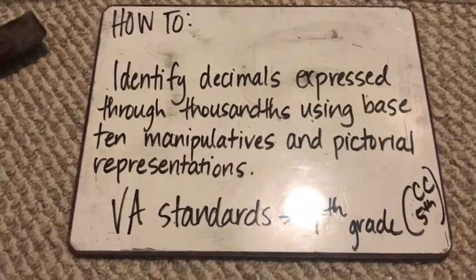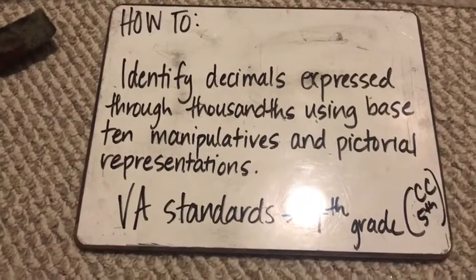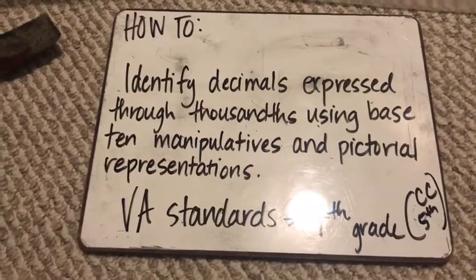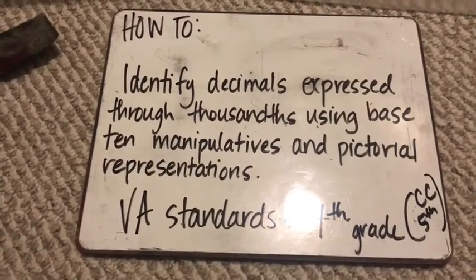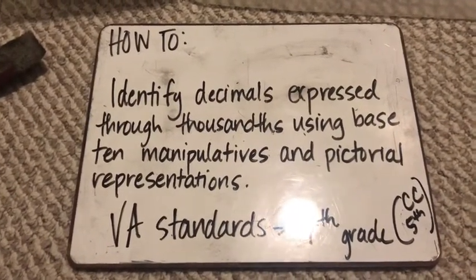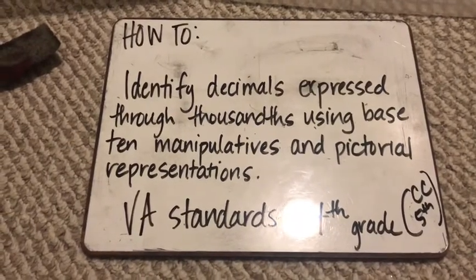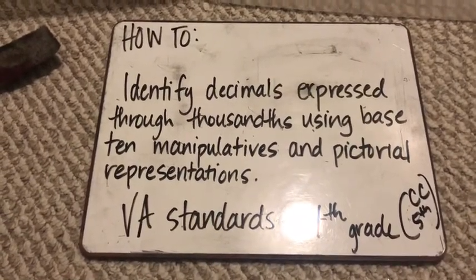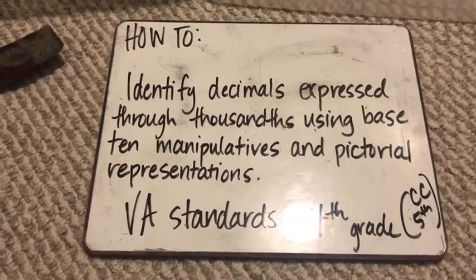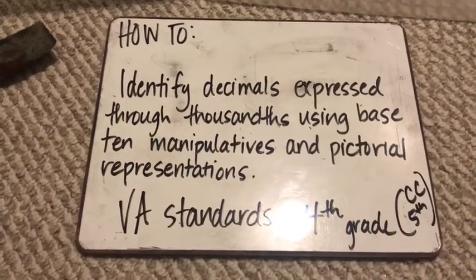This might work for quite a few of your 5th graders, especially if you teach Common Core. I know that Common Core does decimals to the thousandths place. In Virginia, we do decimals to the thousandths place in 4th grade and then again in 5th grade. So the point of this lesson is we want students to be able to identify decimals that are expressed through the thousandths using base 10 manipulatives and/or pictorial representations.